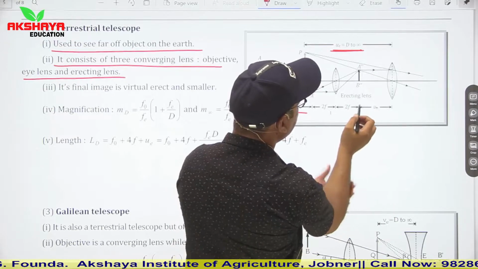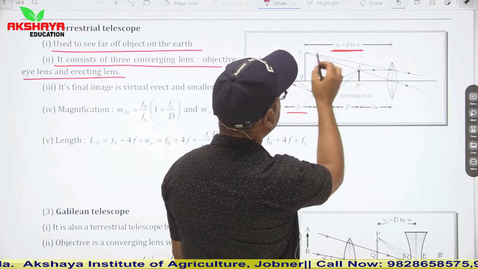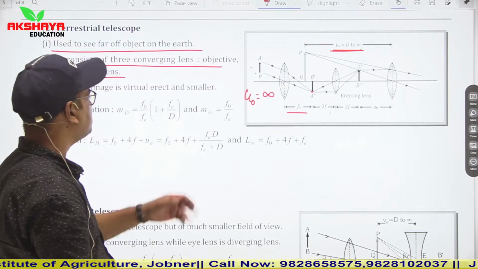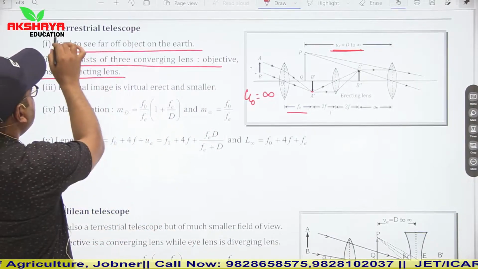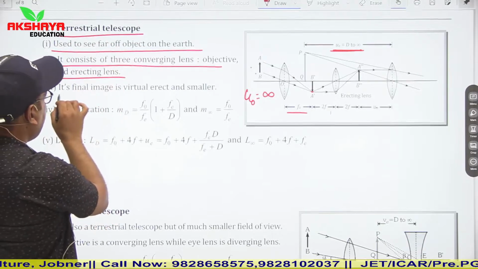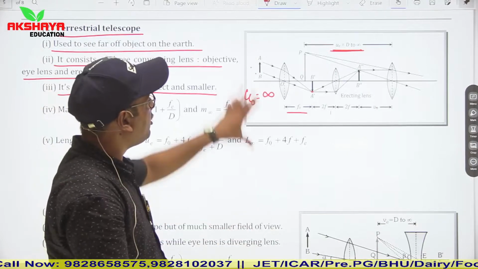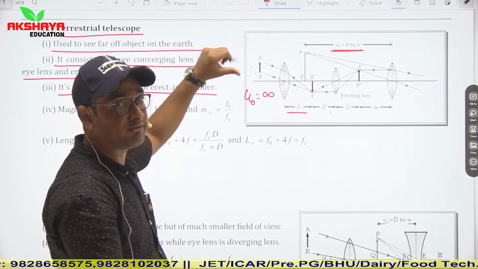This distance is UE, so it is A double dash B double dash, and its final image is formed between D to infinity. So this is the general concept of a terrestrial telescope. Its final image is virtual, erect and smaller. We can clearly see its final object is placed at infinity, which means it is of large size.